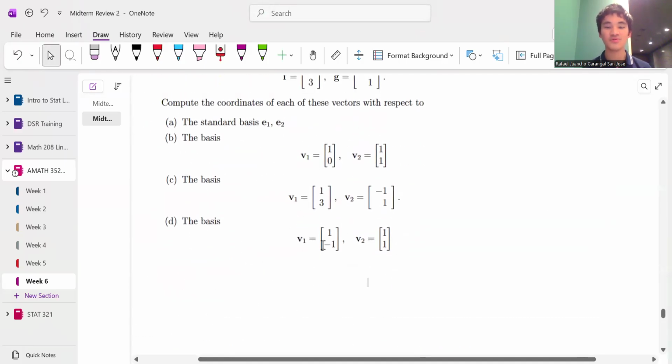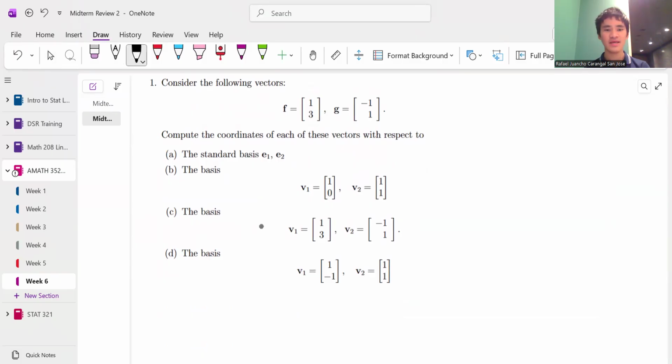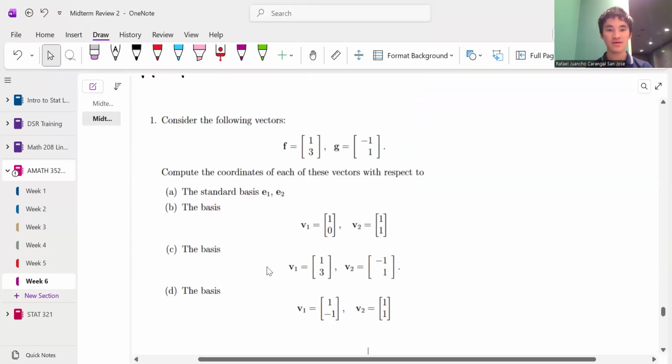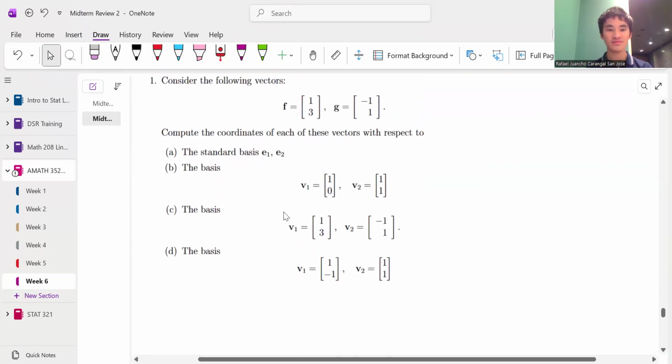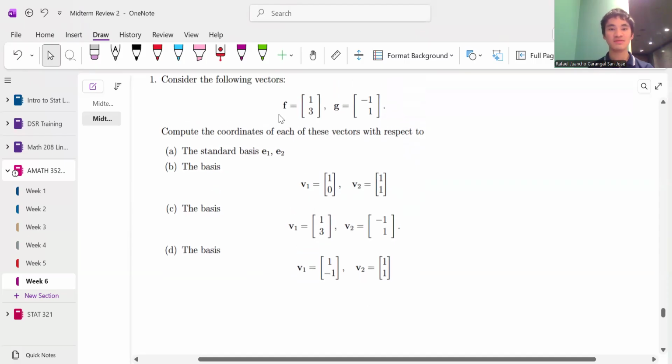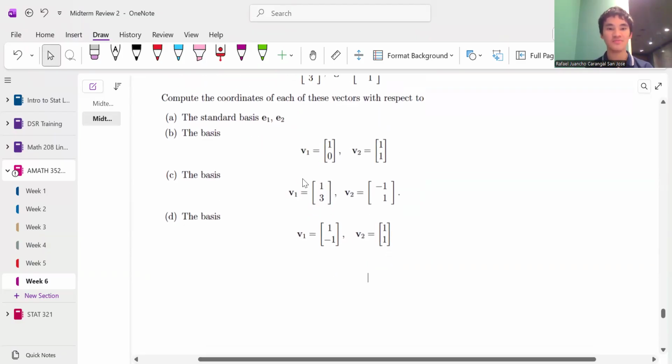Let's actually look at this conceptually. What do these mean? Well, first of all, we have these vectors, and then we want to compute the coordinates of these vectors with respect to two vectors. So if we have two vectors, how do we find the other vector? That's what that's telling us. And how do we do that? Well, we want to find a linear combination of the two basis vectors that will give us the other vector that we're looking for. And that's how we compute the coordinates.